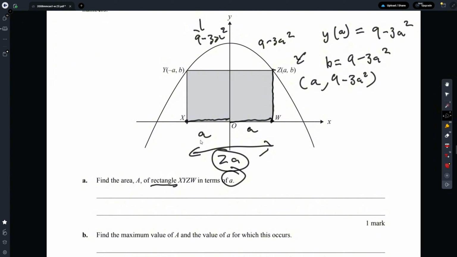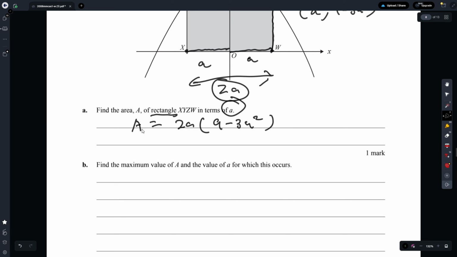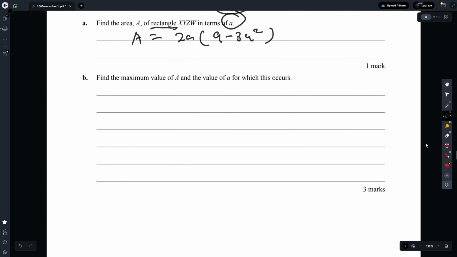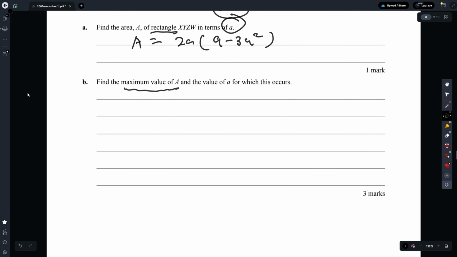So area of a rectangle, length times width, that's the width times the length, which is 9 minus 3a squared. Keep in mind, find the area A of rectangle in terms of A. Just remember to write equals. I don't want any of you guys to be losing marks on that, just in case you get a strict examiner. Alright, find the maximum value of A and the value of A for which this occurs.